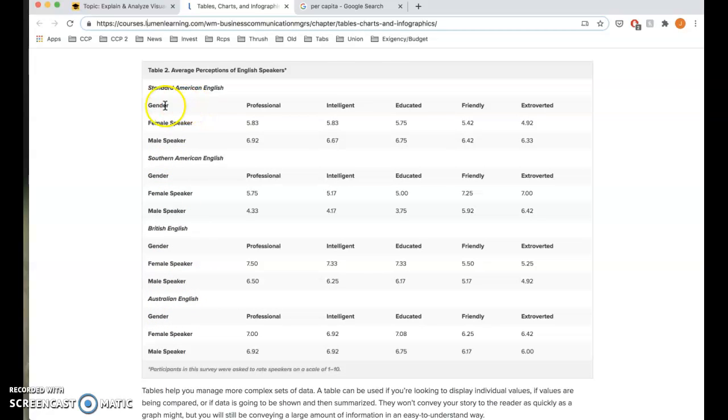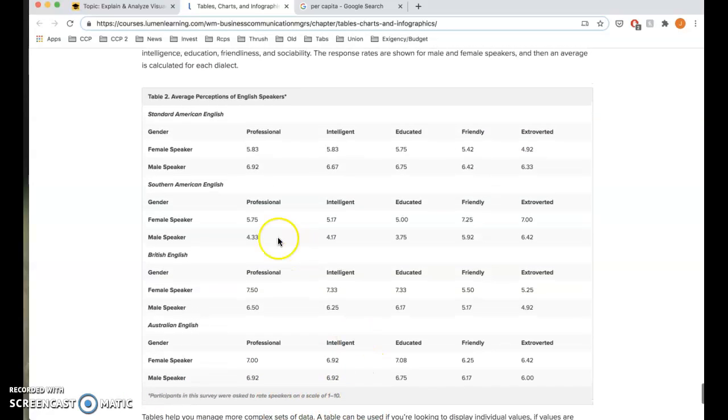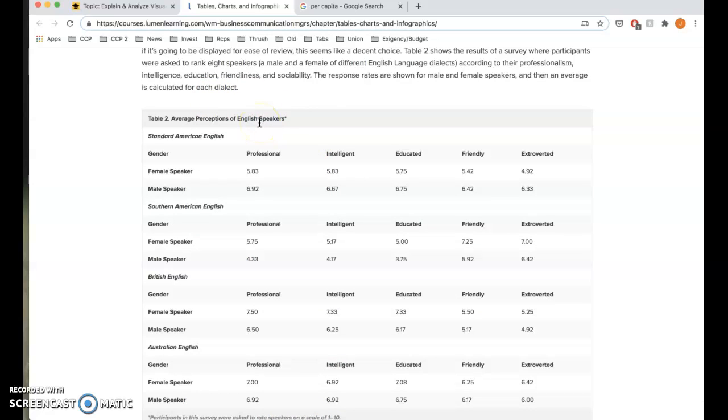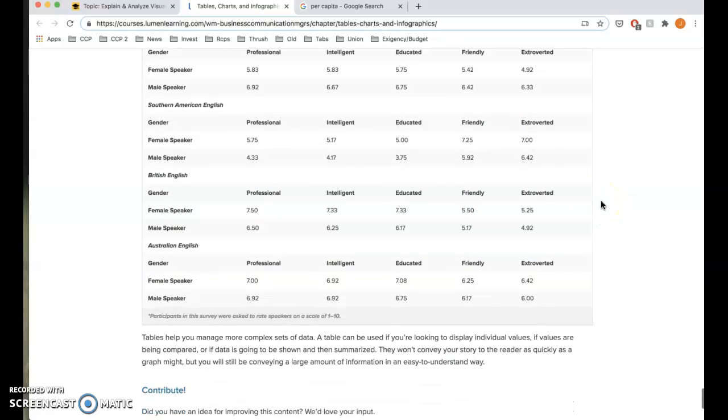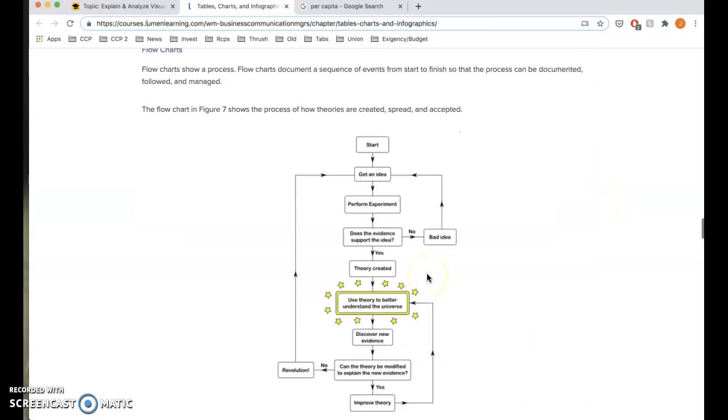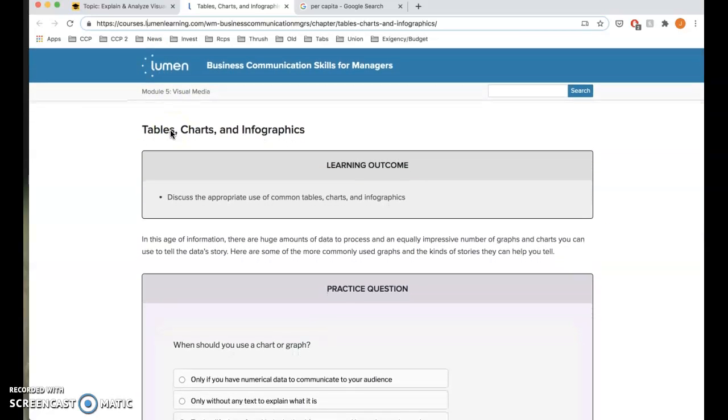It shows me standard American English, Southern American English, British English, Australian English, and then it lists the gender of the speaker, and then it has a bunch of different classes of speakers. Participants in this survey were asked to rate speakers on a scale of 1 to 10. So this gives me information about how they perceived English speakers, and it's broken down in a particular way. So this one has a lot more information in it, and it's going to take you a little longer to understand it and to start to draw conclusions about what you're looking at. So what I would like you to do is to read through this yourself a second time now that you've walked through it with me, and just make sure you really understand.